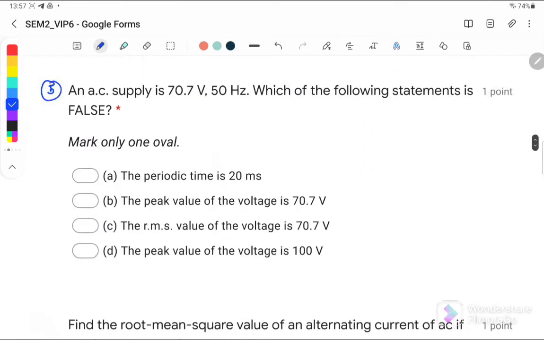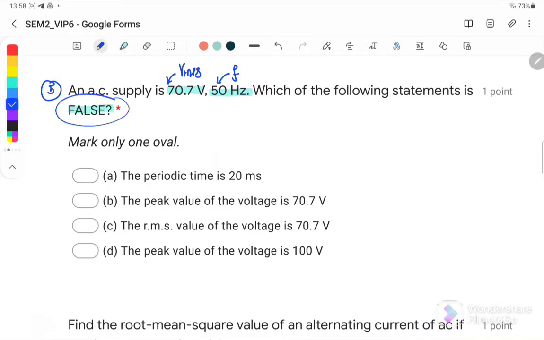Question number 5. An alternating current supply is 70.7 V with a frequency of 50 Hz. So 70.7 is our VRMS, because the question didn't mention that this is V0, V peak, or V maximum. So 70.7 here is VRMS, with a frequency of 50 Hz. Which of the following statements is false?